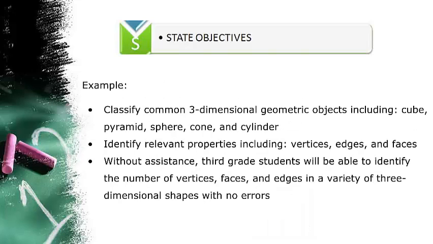In our lesson, our objectives are to classify common three-dimensional geometric objects including a cube, pyramid, sphere, cone, and cylinder. Also, to identify relevant properties including vertices, edges, and faces. And without assistance, third grade students will be able to identify the number of vertices, faces, and edges in a variety of three-dimensional shapes without errors.